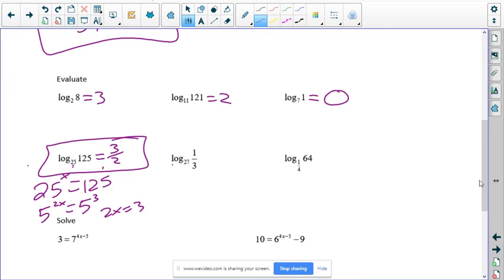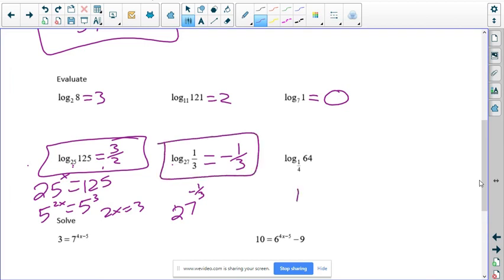Here, log base 27 of 1/3 means we're applying some power to 27 to get 1/3. Well, to get to 3 from 27, you have to cube root it. Cube rooting is a 1/3 power. That would give you 3, but 27 to the negative 1/3 will reciprocate that. So you get negative 1/3 as the value of that logarithm.